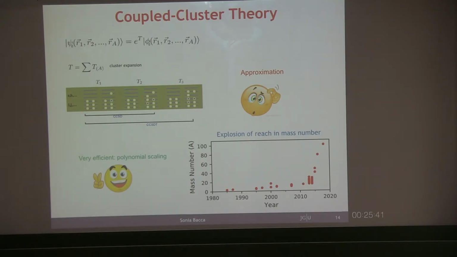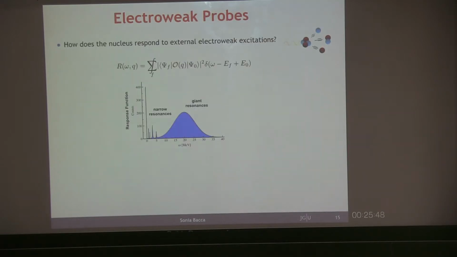Okay, so this is just a way to give you a flavor of what these methods are, without too many details. But now I would like to narrow the scope down a little bit and focus on a specific class of nuclear properties that you can calculate with these methods, which are the electroweak properties of nuclei.